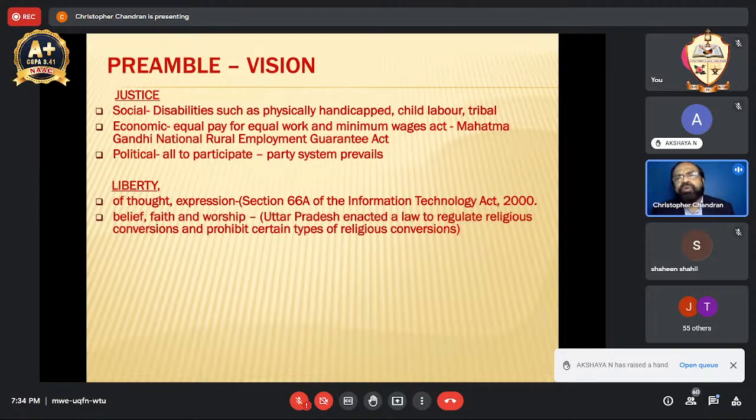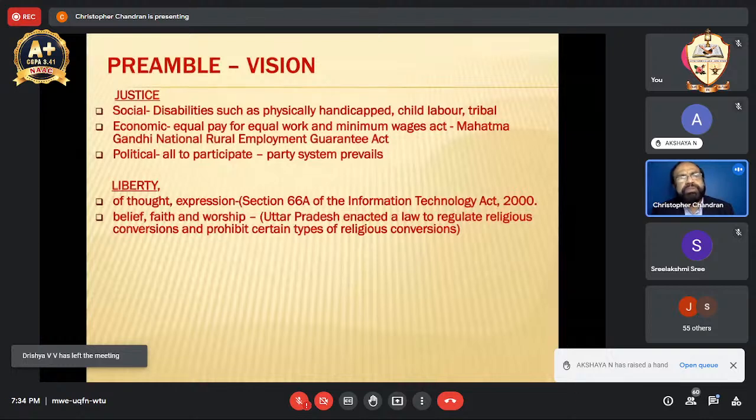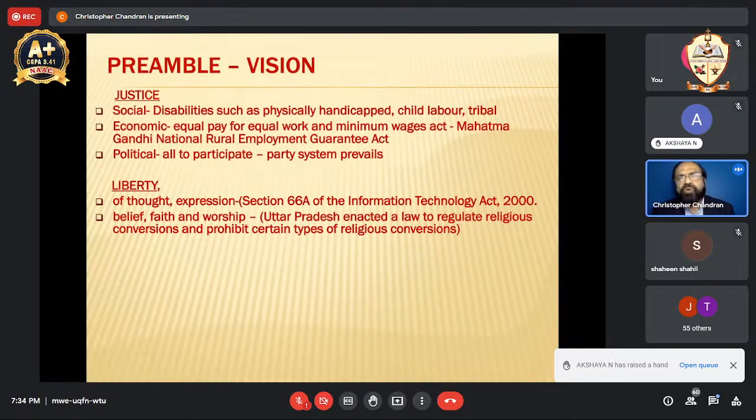Belief, faith, and worship. Yes, it has always been a controversial thing for us. Even a few months back, Uttar Pradesh enacted a law to regulate religious conversions and prohibit certain types of religious conversions. Okay, it is still not an individual freedom. Different governments have been trying to control the belief system, the faith that I want to practice, and the worship.